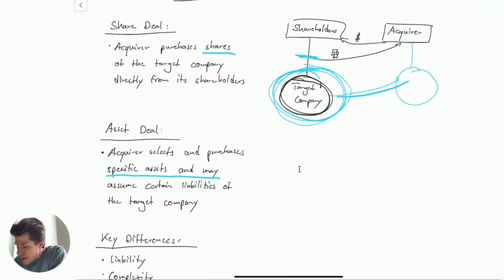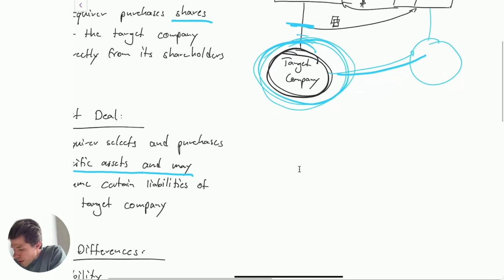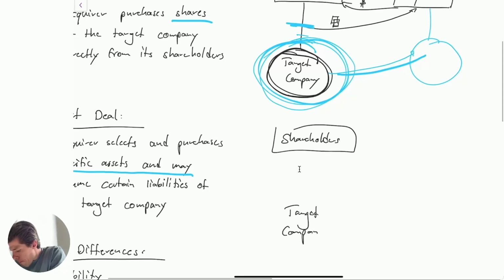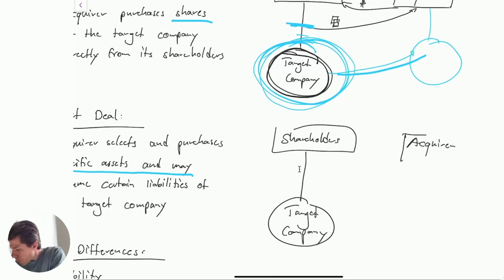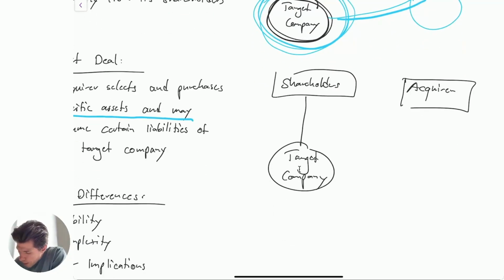What does this mean? Same scenario. If we assume we have shareholders here, then the target company here. Again, they hold shares. You are the acquirer or the purchaser. What happens now? You're not buying shares. You are basically buying selected assets from this company. And those assets move to you.